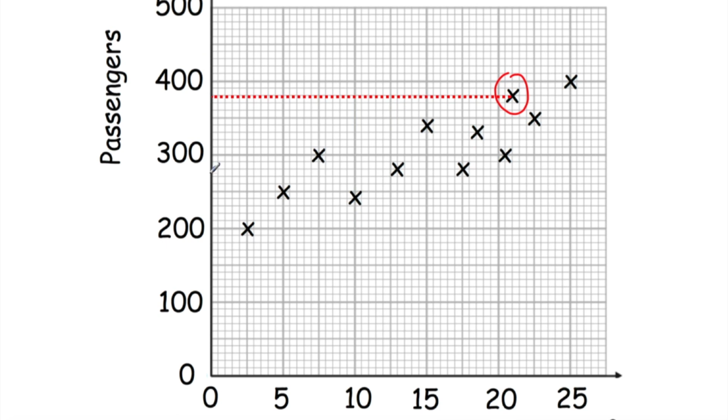And then let's see what we're going up in. So to go from 0 to 100, there's 10 little squares, and that's 100. 100 divided by 10 is 10. So we're going up in 10. So we've got 300, 310, 320, 330, 340, 350, 360, 370, 380. So on the train that Jessica was driving, there was 380 passengers.